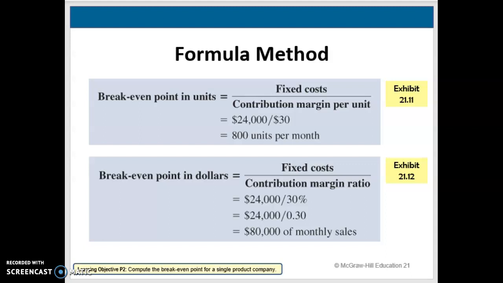When we look at dollars, we take our fixed costs, again that $24,000. This time we're dividing it by the contribution margin ratio of 30%. And it's going to tell us that we have to have $80,000 in sales to break even. So we can sell $80,000 in sales, or we can sell 800 units. 800 times $100 per unit is our $80,000. So that's where we see that come from again.